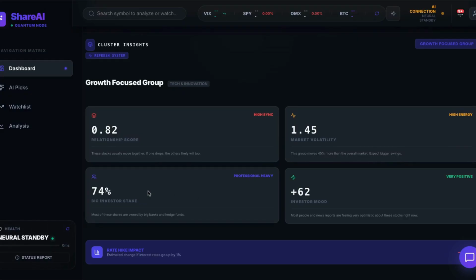We also show the big investor stake, highlighting how much of these assets are held by large institutions like banks and hedge funds. Finally, the investor mood indicator reflects overall market sentiment based on news and market signals.